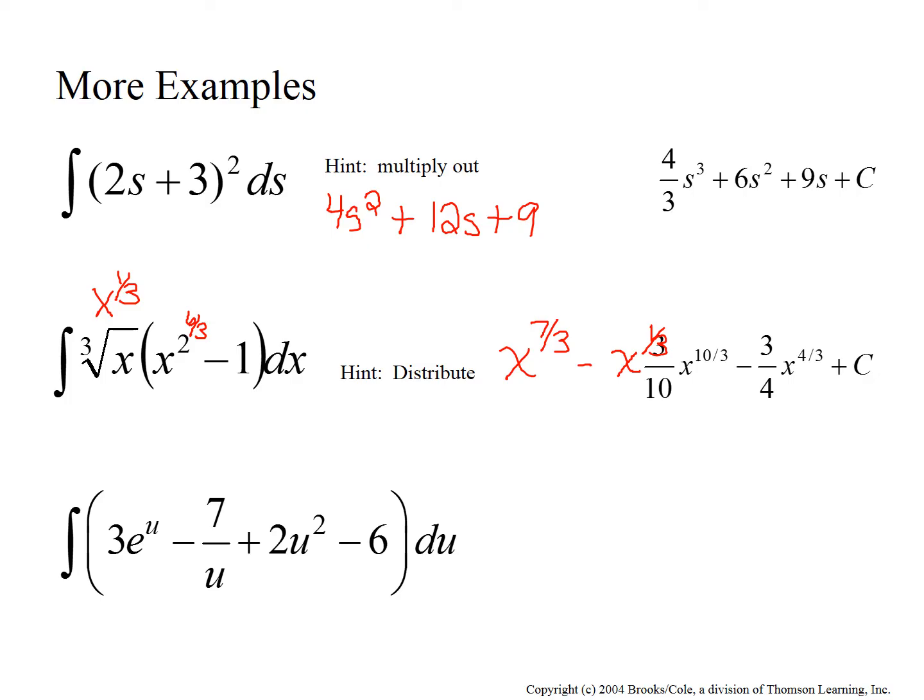And then for the last one, I have to recall that the integral of e to the u is simply e to the u. And for this one, because this is like saying u to the -1, that's going to be the natural log. And then I would do this one regularly. This du just means that I'm taking the derivative with respect to u. It's just telling me what my variables are.